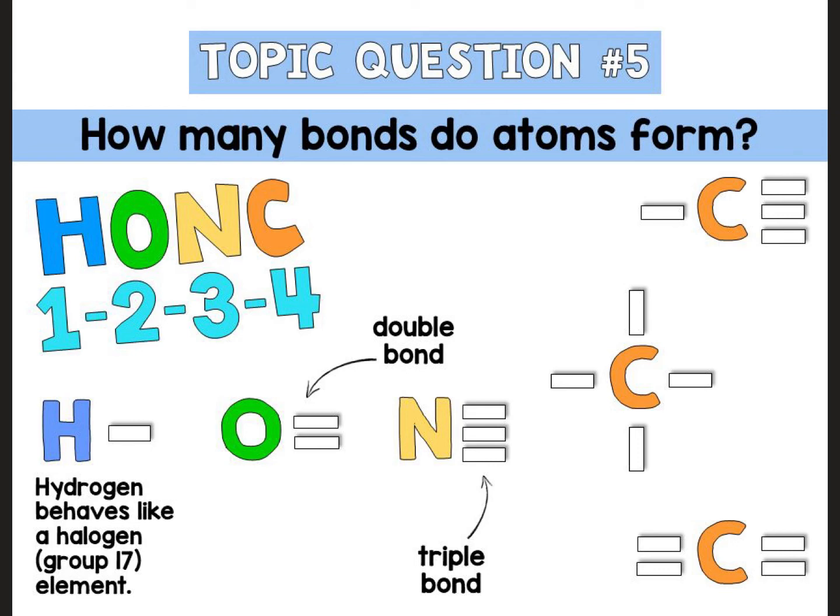So, hydrogen behaves like a halogen or group 17 element. It forms a single bond. Oxygen forms 2 bonds, and if these 2 bonds are to the same atom, we call it a double bond. Nitrogen forms 3 bonds, and when it's all 3 to the same atom, then we call it a triple bond. Notice how carbon can form 4 single bonds, 2 double bonds, or a single bond and a triple bond.